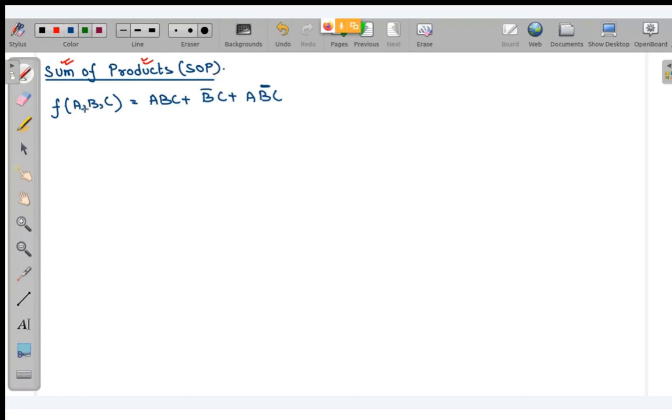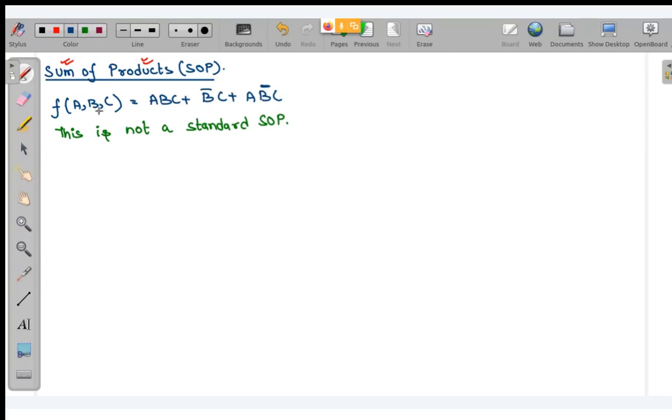Now this SOP is not a standard SOP. Now, what is the standard SOP? And why is this not standard SOP? A standard SOP basically has all the three variables in all the product terms. Over here we have three variables, so in standard SOP, all the product terms should have all the three variables.